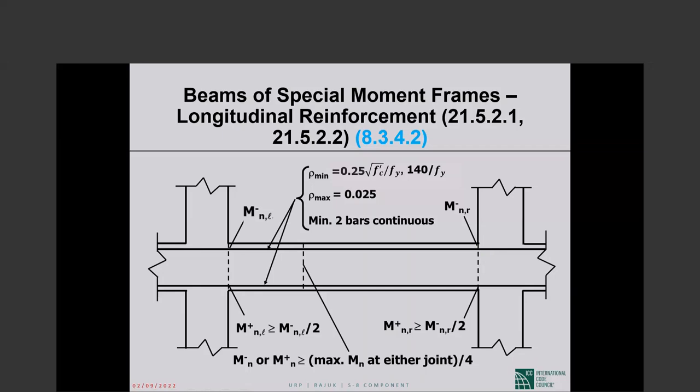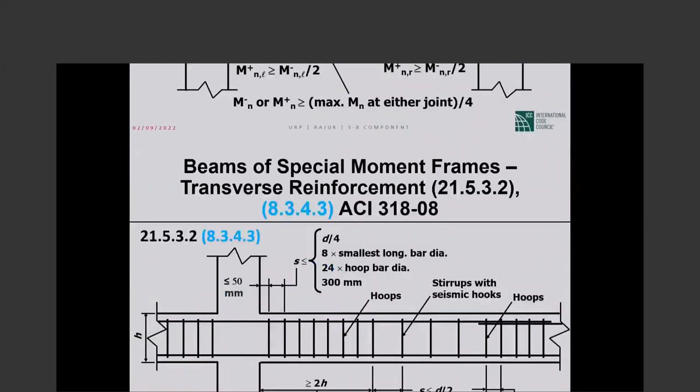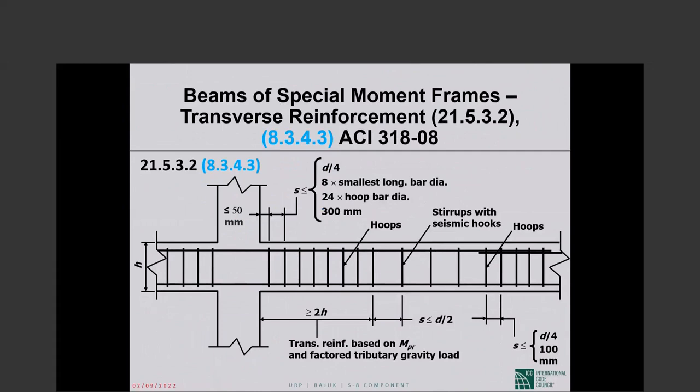But let me tell you in terms of bars. Let us say we have 8 number 8 bars here and 7 number 8 bars here. Larger of the two is 8 number 8. 1/4 of that is 2 number 8. 2 number 8 bars have to be continuous through the top and the bottom of the beam. Okay, so nowhere along the span can the positive or the negative moment strength be any lower than 1/4 of the larger moment strength at the two support sections. Very significant requirements.